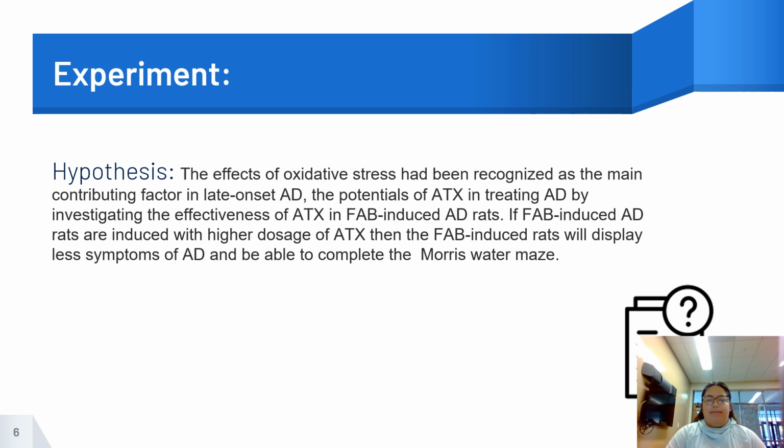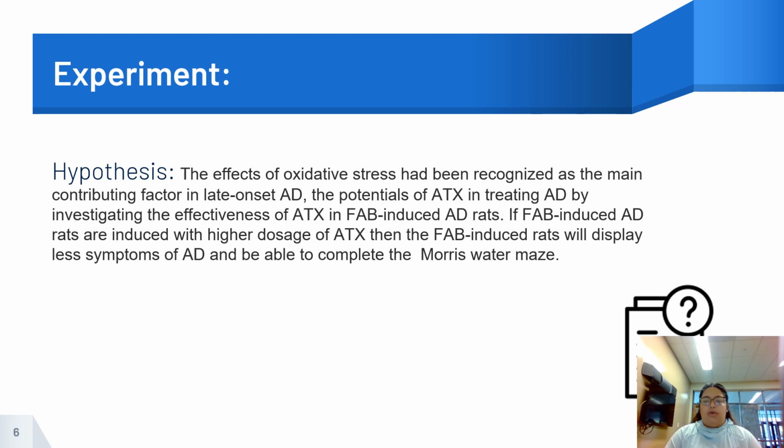The experimental hypothesis was as follows. The effect of oxidative stress had been recognized as the main contributing factor in late-onset Alzheimer's disease. The potential of astaxanthin in treating Alzheimer's disease by investigating the effectiveness of astaxanthin in FAB-induced rats. If FAB-induced rats are given a higher dosage of astaxanthin, then the FAB-induced rats will display fewer symptoms of Alzheimer's disease and be able to complete the Morris water maze.